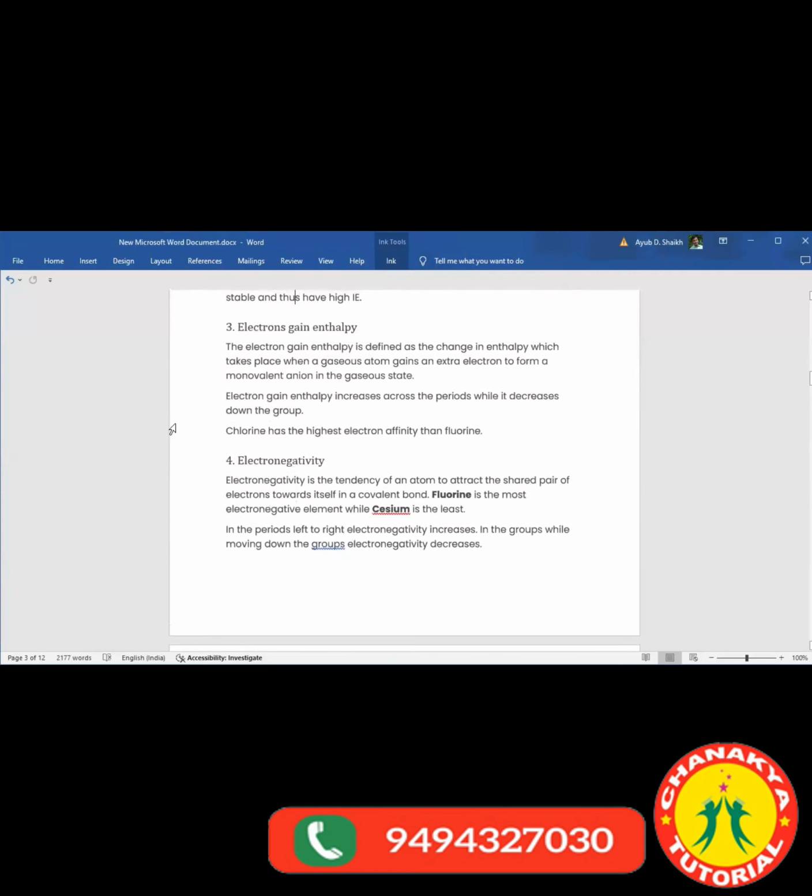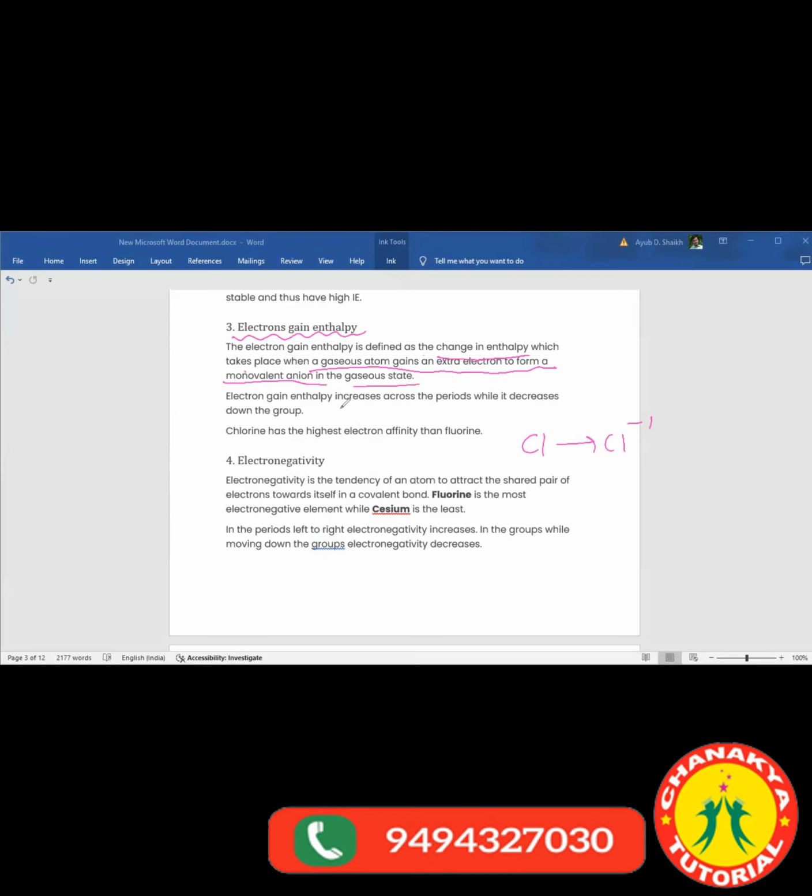Electron gain enthalpy means what? It is nothing but gaining of an electron. Electron gain enthalpy is defined as the change in enthalpy which takes place when a gaseous atom gains an extra electron to form a monovalent anion in the gaseous state. For example, neutral chlorine converted into Cl minus 1 by gaining one electron. The change in enthalpy is your electron gain enthalpy, by accepting one electron in its outermost shell to form a monovalent anion, in the gaseous state.